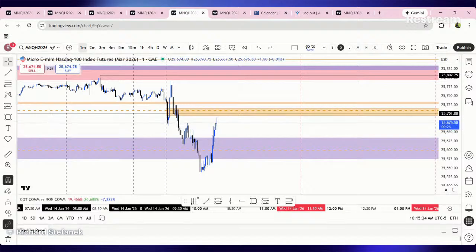So I'd like to see it get up into that first presented fair value gap. See if we can't use it as resistance, because that's what I would like to see.